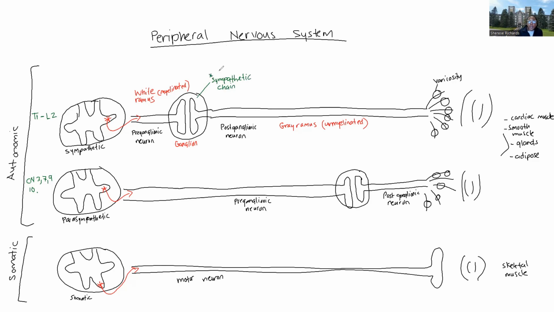We also know that in the sympathetic system, there are three routes for communication. So where we go from the spinal cord out to the effector tissue out here, there are three routes for that to happen. The first route is a synapse onto a ganglia that is a part of the sympathetic chain, which is what we're illustrating here.